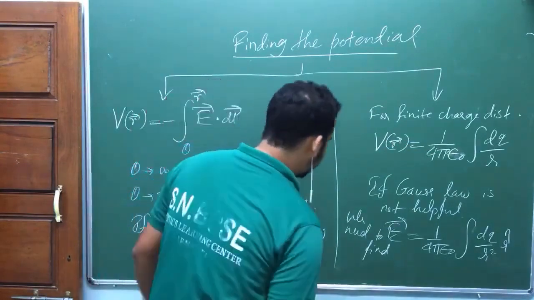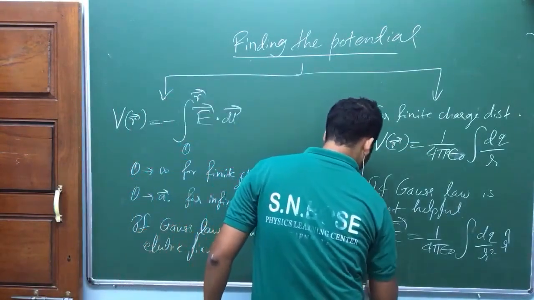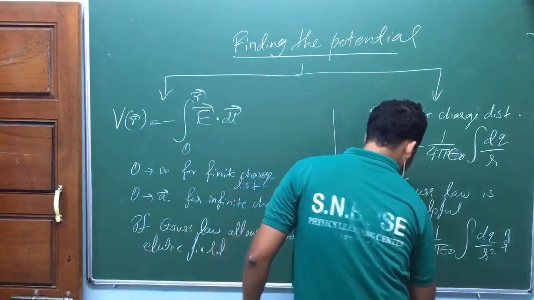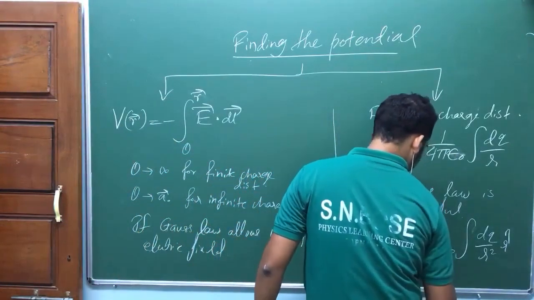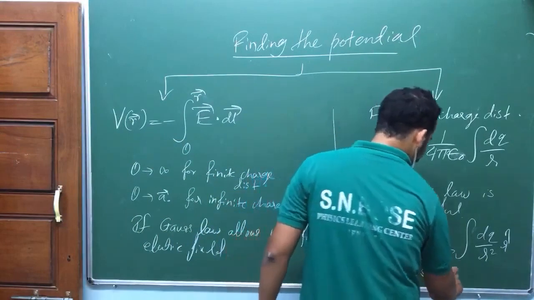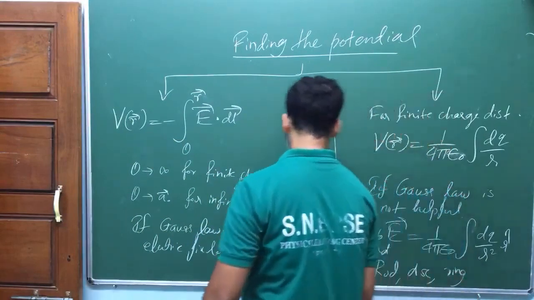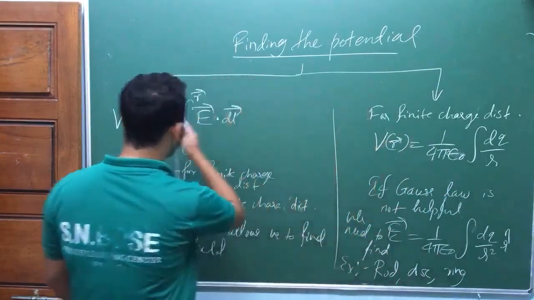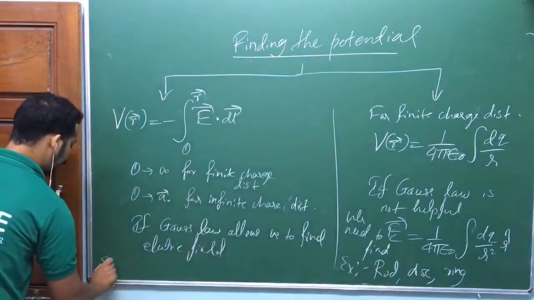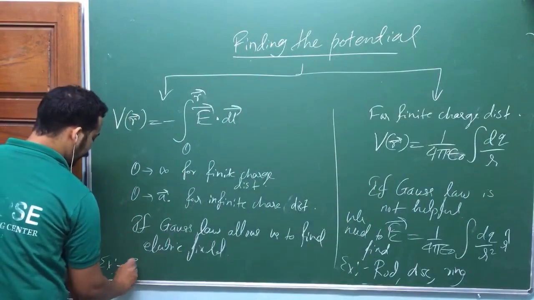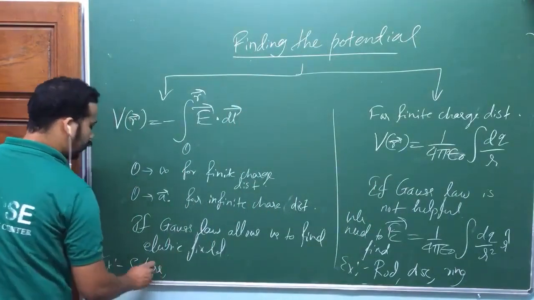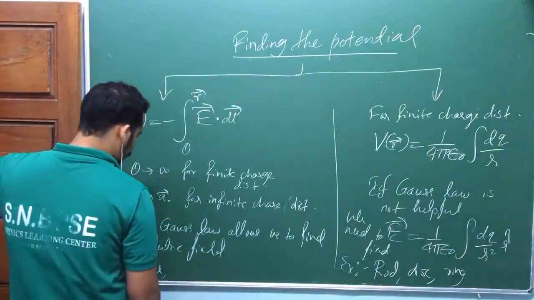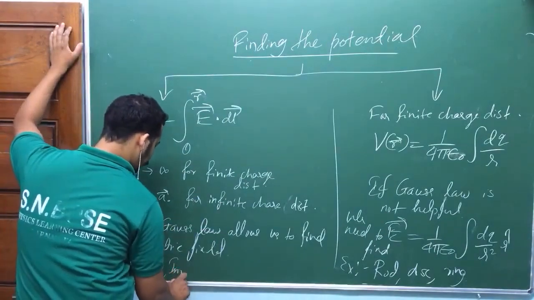Now, write down the examples. What are the examples? Rod, disc, and ring. This kind of problem, you directly apply this one. Don't go for this one and then do the line integral. What is the example here? Spherical symmetry: a sphere, either a solid sphere, a spherical shell or something.